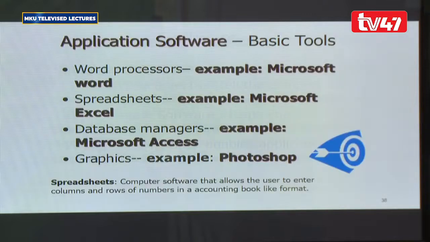So these are examples of the application software that we are going to be discussing as we understand the computer world. Because remember, this unit is computer application. How do we apply computers in our studies? Examples include word processors, spreadsheets, database managers, graphics, etc.